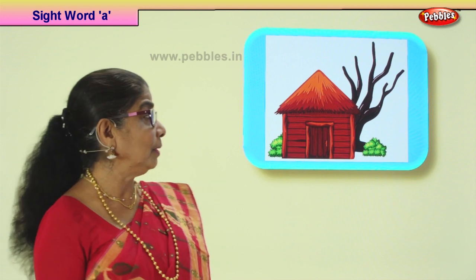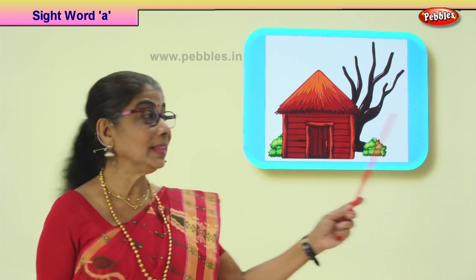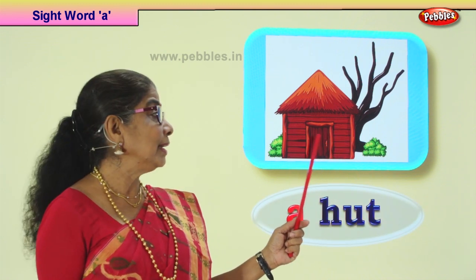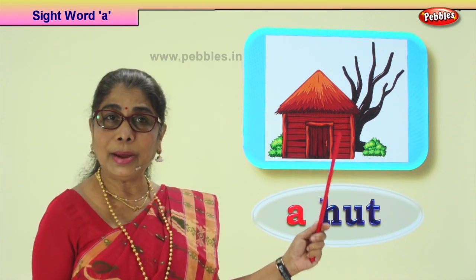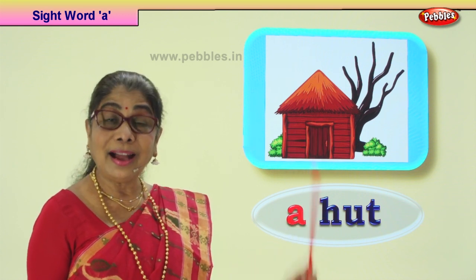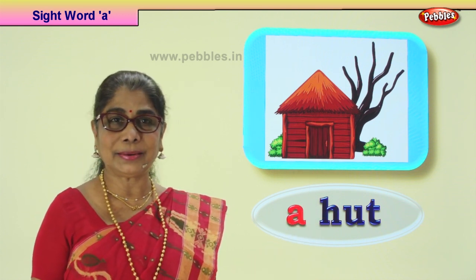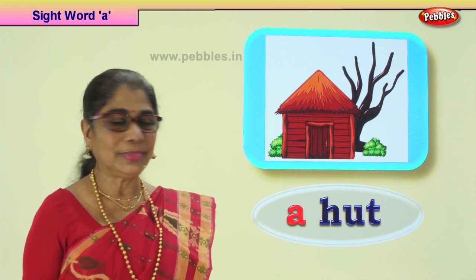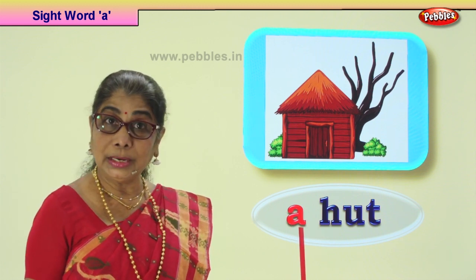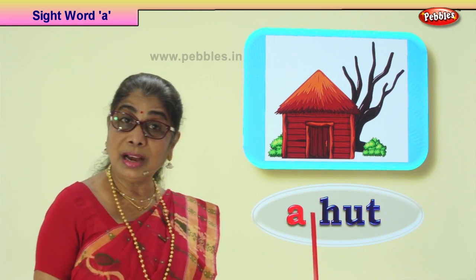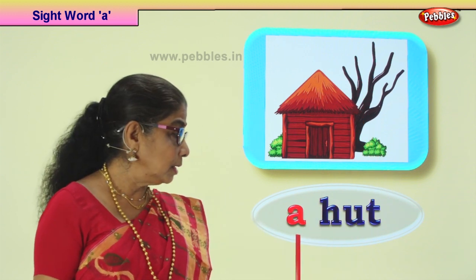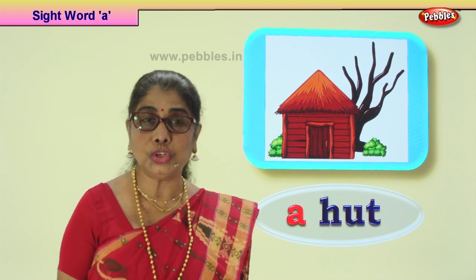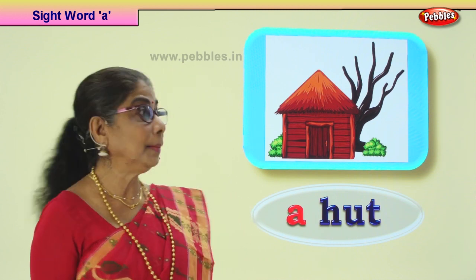But what do we see here? The little hut. What is it? Hut. Very good. A tiny little house made of mud and straw. It's called a hut. Who lives in the hut? People in the villages, they live in a hut. Our sight word, read on, a hut, a hut. Good. Let's look at our next picture.